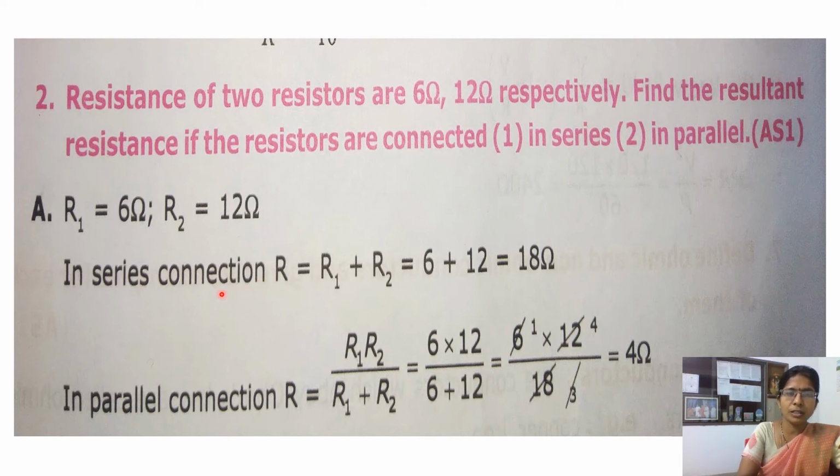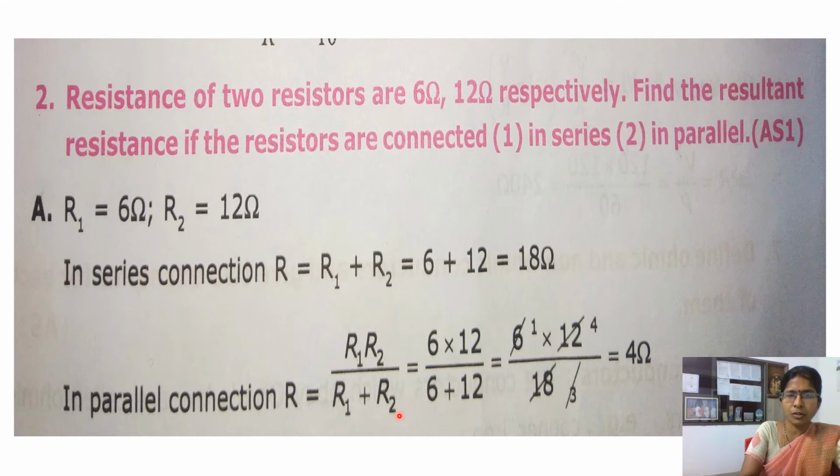We know that in series combination the equivalent resistance R is equal to R1 plus R2. That is 6 plus 12, which is equal to 18. Very simple. Now see the parallel combination. In parallel combination, the equivalent resistance 1 by R is equal to 1 by R1 plus 1 by R2. So when you simplify that, we get it as R is equal to R1 R2 by R1 plus R2.